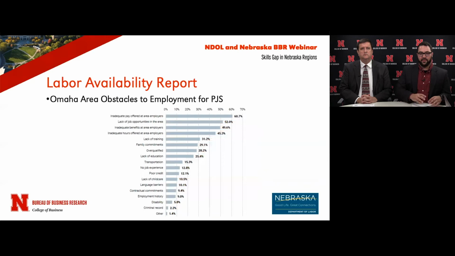We also ask potential job seekers about obstacles that may prevent them from changing or re-entering the workforce in the next year. And this is an example of the Omaha area report. And as you can see, the top four options are inadequate pay offered, lack of job opportunities in the area, inadequate benefits, and inadequate hours offered. And these four options are often the top in each area, but there are also obstacles that potential job seekers perceive, such as lack of training and lack of education. And looking at this at a potential employer perspective, providing training or education may increase the possible applicant pool.